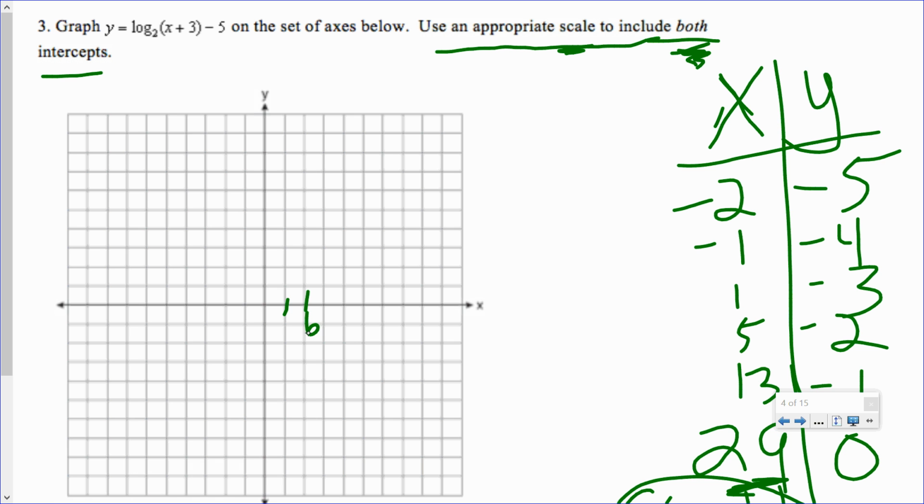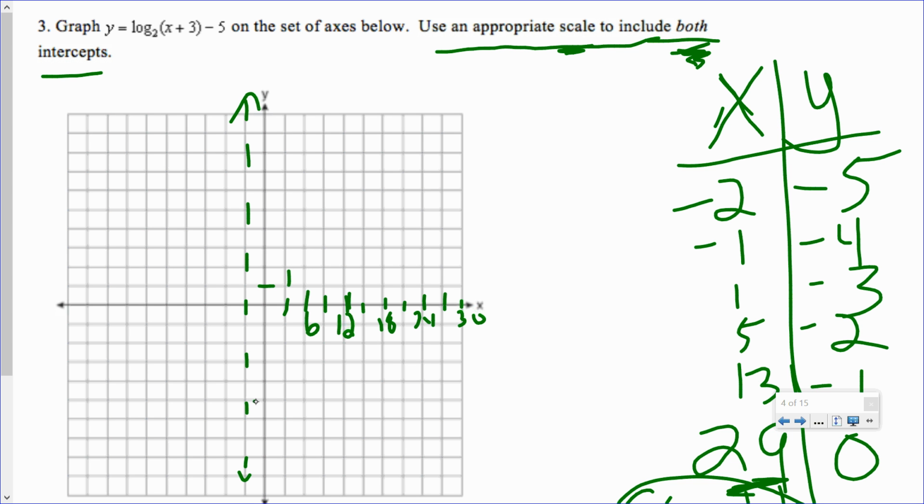I'm not going to label every single one. Again, it gets messy when you label them all. But each box is worth 3. Now, since my asymptote was x equals negative 3, then this is going to be negative 3, and there's my asymptote. Negative 2, negative 5. So again, negative 2 is between 0 and negative 3. My y-axis is fine. I can make each box worth 1 on my y-axis. So negative 2, negative 5 is going to be somewhere there.